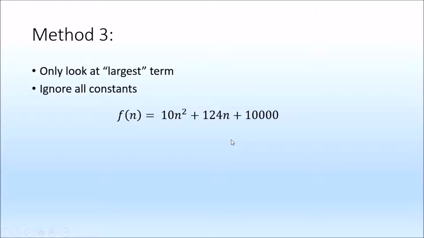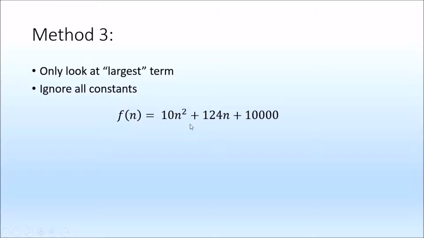Now, I'm going to talk about the easy way. So what we're going to do is take the ideas of a limit concept and just adjust them in a way that makes it easy to understand. The first thing we're going to do in method 3 is look at only the largest term.